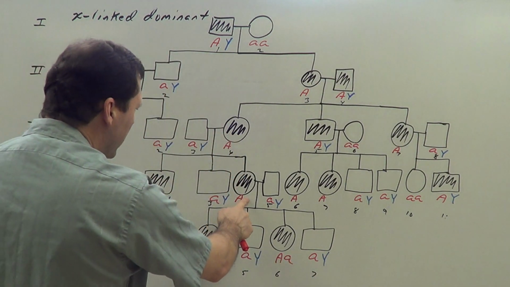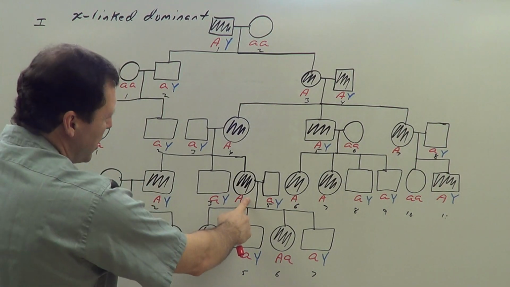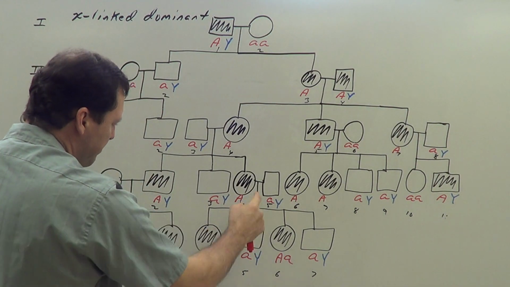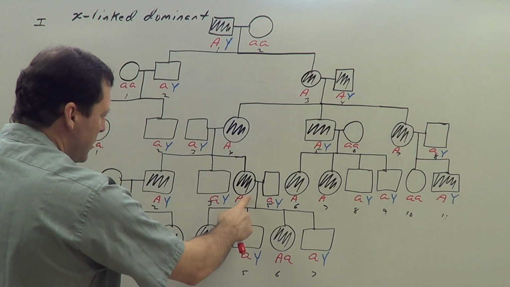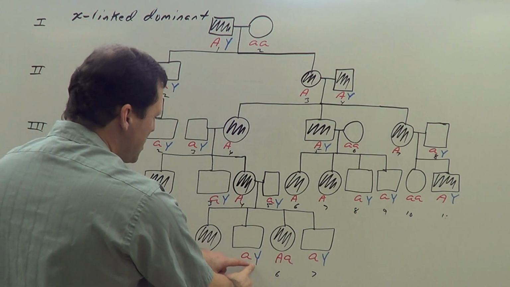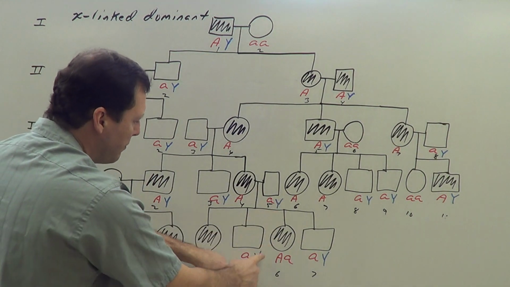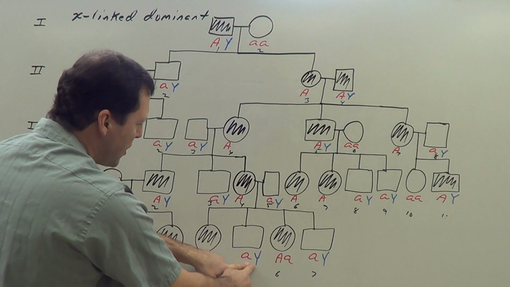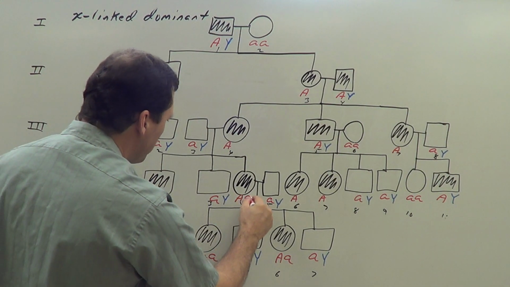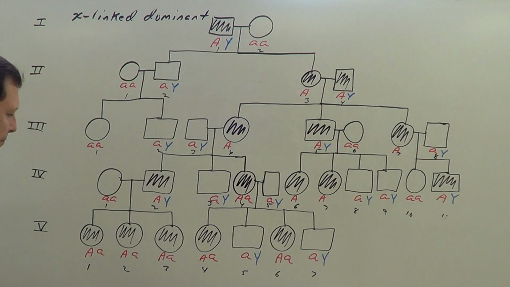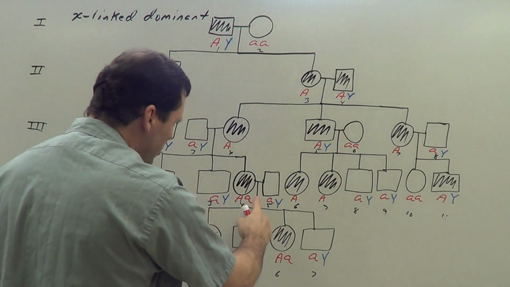Let's take a look up here. So here's mom. Here's son. Dad had to give this capital Y to his son. That means this lowercase a must have come from mom. So let's go ahead and check.